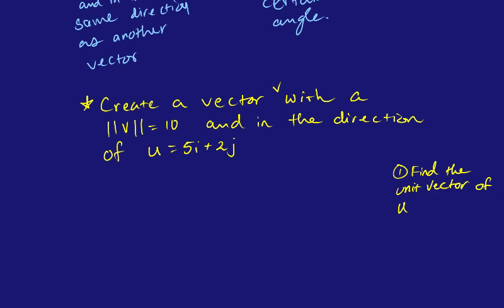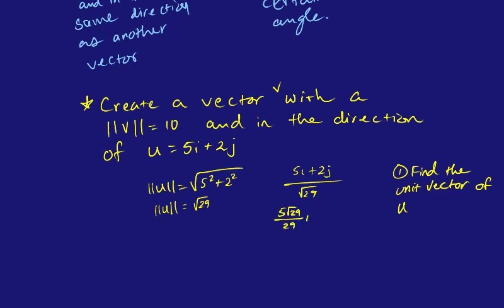So remember, to find the unit vector, we first find the magnitude of u, which is the square root of 5 squared plus 2 squared. So 25 plus 4 is 29. The magnitude of u is the square root of 29. The way to find the unit vector is to take 5i plus 2j and divide it by the square root of 29. So you would have 5 root 29 over 29 i plus 2 root 29 over 29 j.